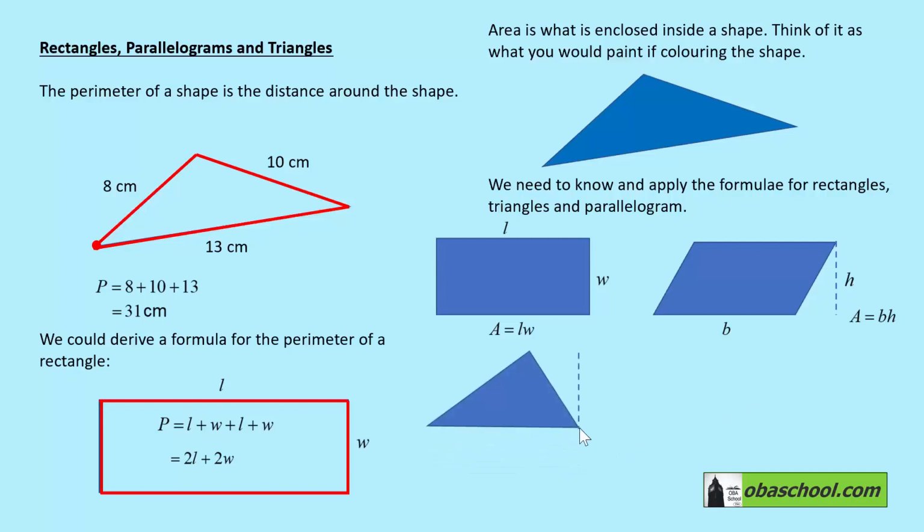Finally, let's look at a triangle, and again I'm showing the height here. So we have base and height, and the formula is a half times the base times the height, which some students prefer to do as base times height divided by 2. A triangle is basically half of a parallelogram, and that's why this one is base times height and this one is base times height divided by 2.